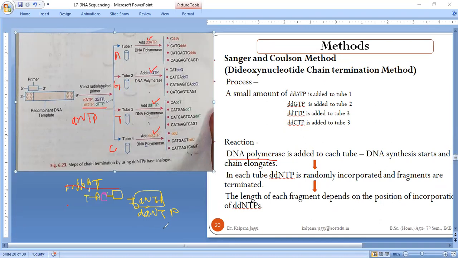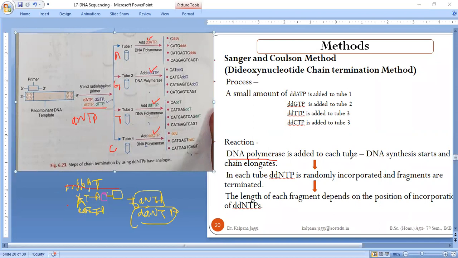But suppose if somewhere ddNTP got attached, that means if here there is the attachment of ddTTP, then it will stop the reaction and there will be no further elongation of the chain. This is what is mentioned here.